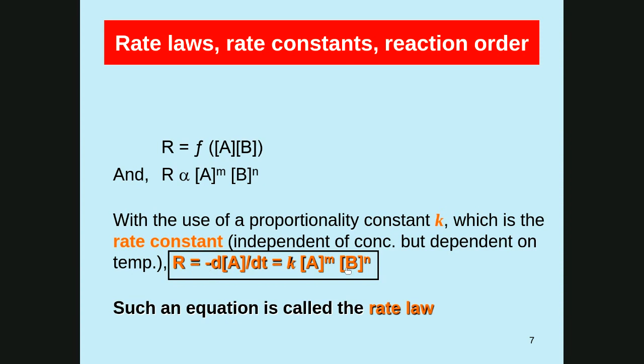So the rate is defined as the rate of loss of compound A, possibly multiplied by 1 over the stoichiometric coefficient, equals that rate constant times concentration of A to the m times concentration of B to the n. Now, if it is a bimolecular reaction. So this mathematical expression here is called a rate law.